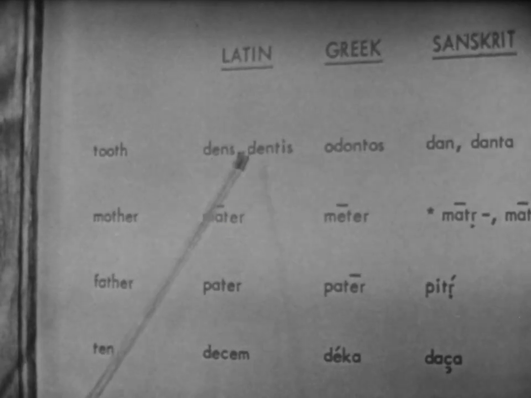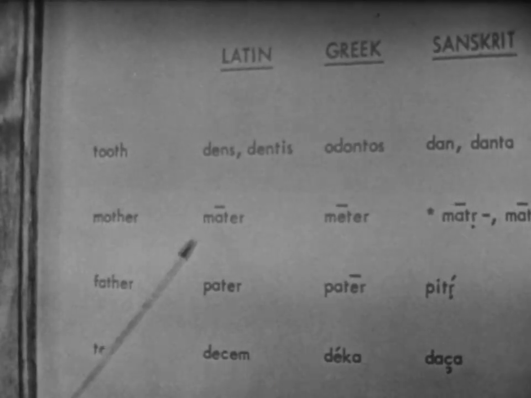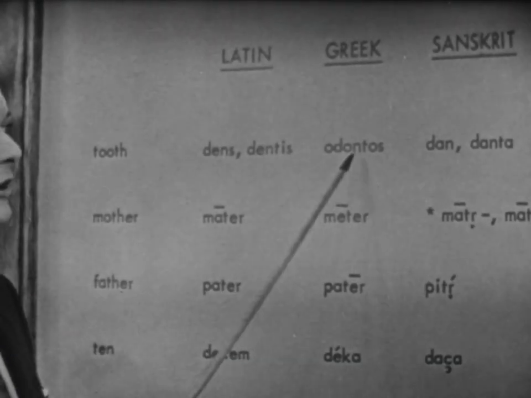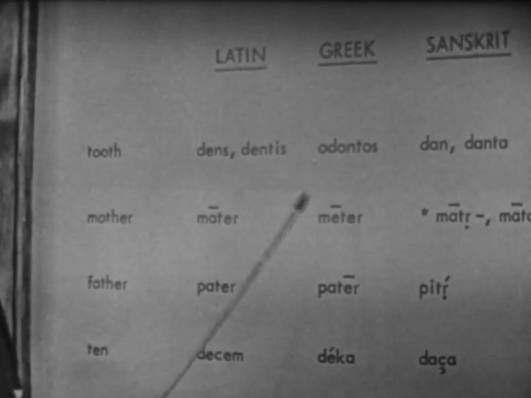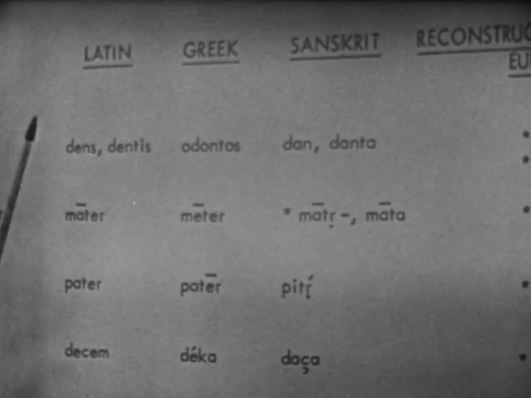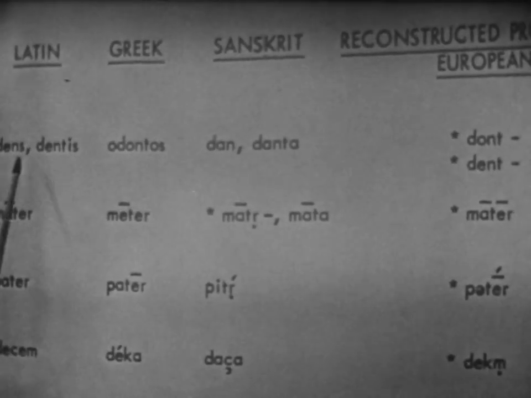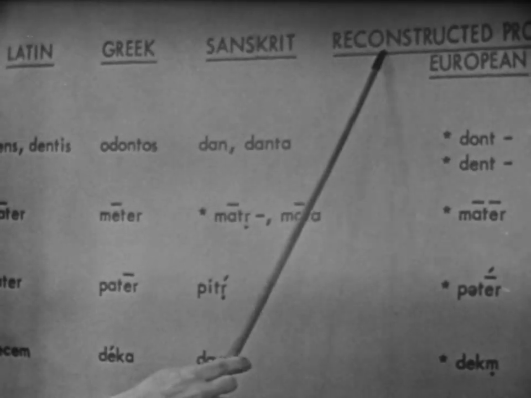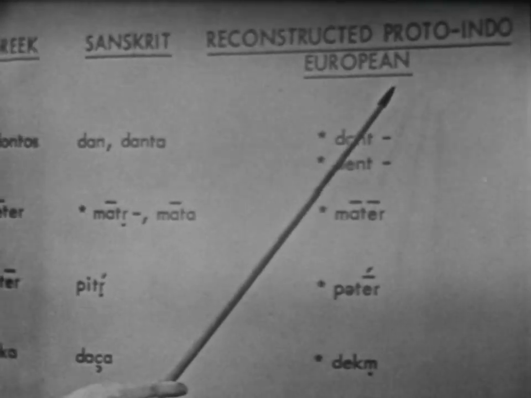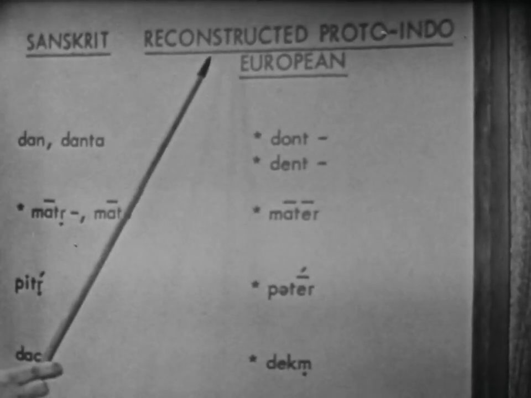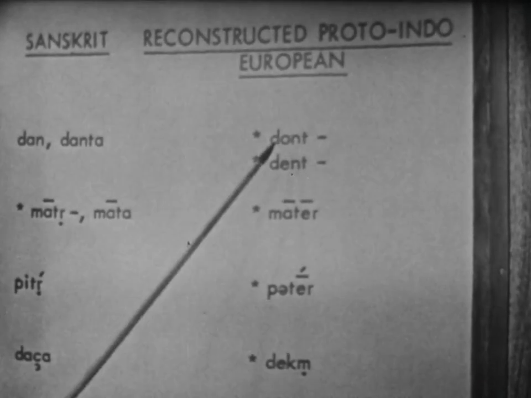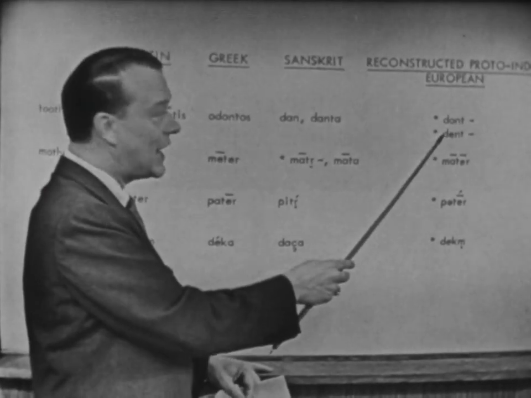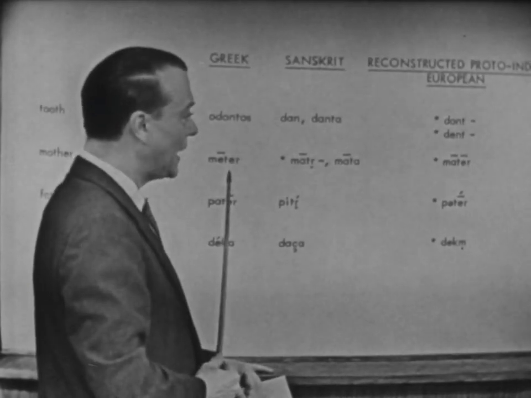Latin dens, dentis, nominative and the genitive. Now notice the Greek. Here is the Greek form for the genitive. The nominative is hodus, but hodontas. Notice the O in the stem as against the E. Sanskrit dan, danta. And what scholars then did was, on the basis of the E and the O, reconstruct for the parent language, now called reconstructed Proto-Indo-European, going back in time to about 2500 BC, forms of dont-dent, dialect forms which may well have been different in different dialects with an O in the stem or an E in the stem.